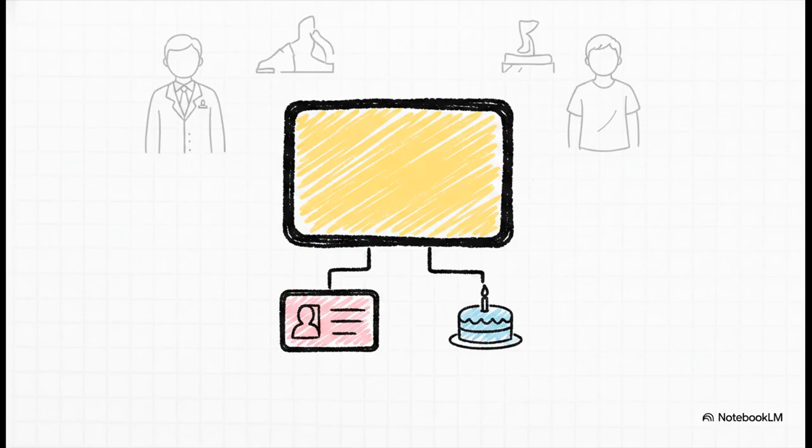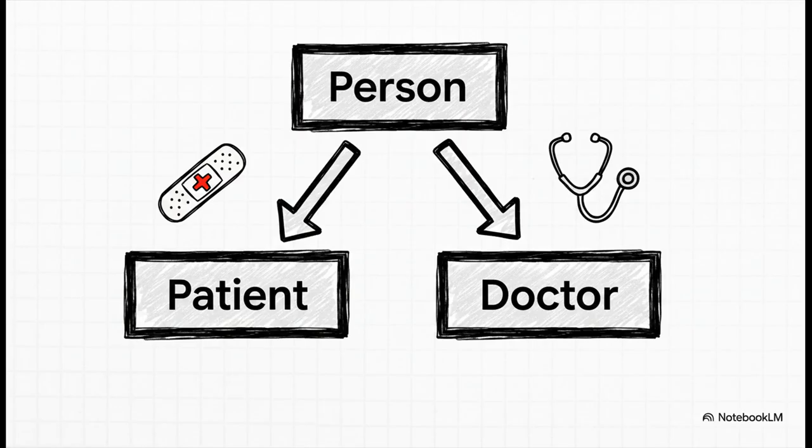Okay, so to build out our system, we need a foundation, a fundamental building block. And for us, that's going to be a base class called person. Just think of it as the common ancestor for everyone. Whether you're the head of surgery or the newest patient, you are first and foremost a person with a name and an age.